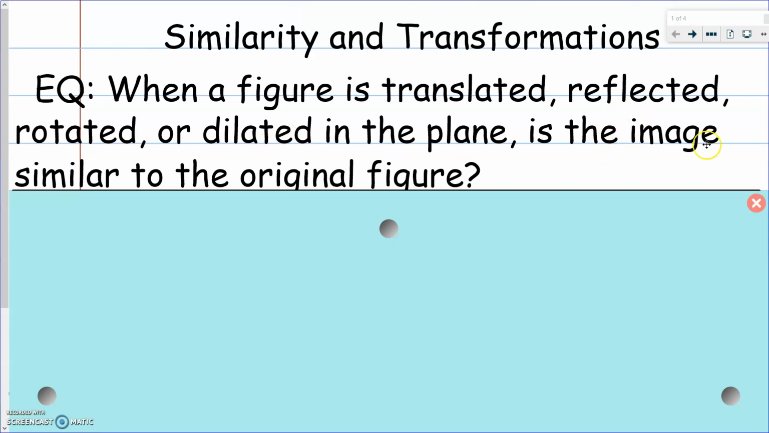The image is our second or ending point. The original figure is always called the pre-image. Okay. So a couple things here, definitions.